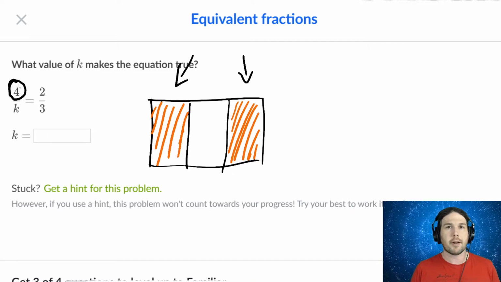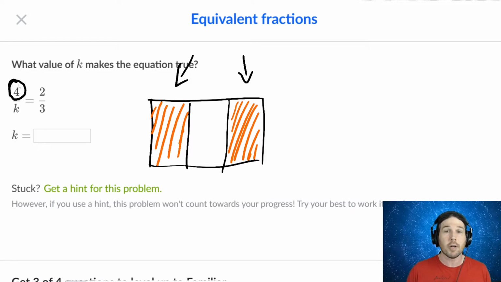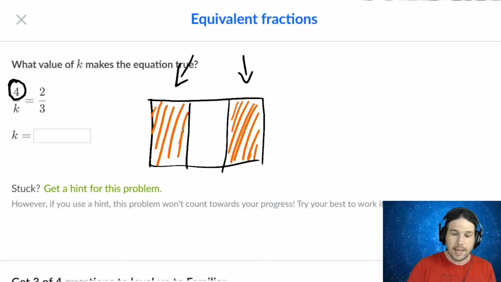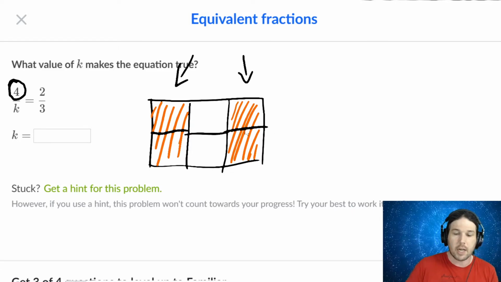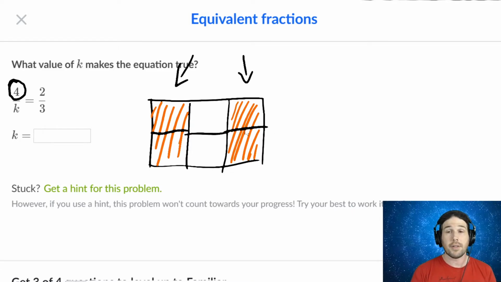Remember, the numerator numerates, it counts. It is telling us how many things there are. Right now, we have 2 things. We want to have 4 things. What do we have to do? Cut each thing in half. And if you're cutting things in half, you got to cut them all in half because the shape has to have all equivalent same size pieces. Well, now how many pieces do we have? We have 4 things. How many total pieces do we have? I count 1, 2, 3, 4, 5, 6.